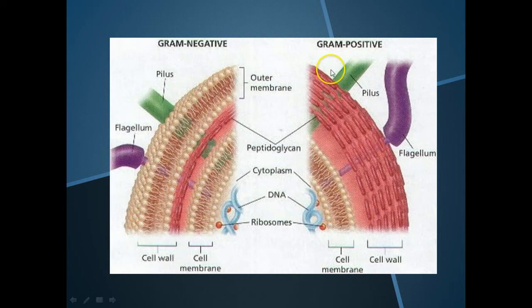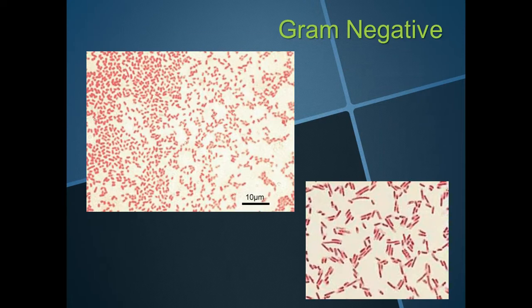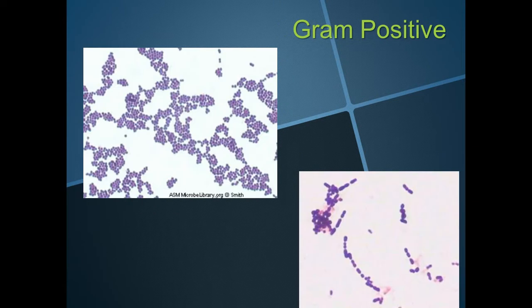So here, gram-positive turns purple. This is the big thick cell wall, and gram-negative appears pink. This is the thinner cell wall. So these photos of bacteria are gram-negative, they're pink. And these would be gram-positive. In just a moment, you're going to be asked to identify whether the bacteria in the photos are gram-positive or gram-negative.